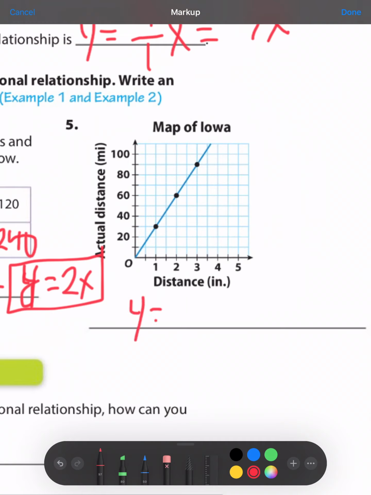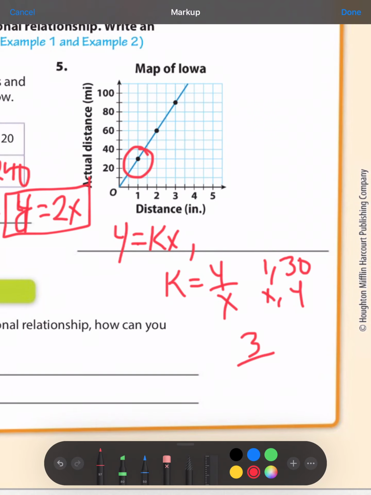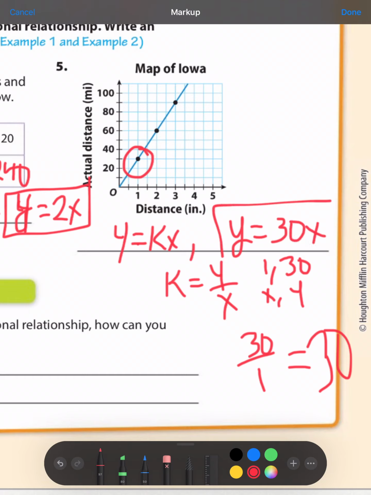Formula is y equals kx. k equals y over x. So we're going to pick a point. We're going to go with our first point here. Our coordinates are 1 and 30. So that's x, comma, y. So we're going to do 30 over 1. And if you do 30 over 1, that's going to reduce down to just 30. So we're going with y equals 30x as our equation.